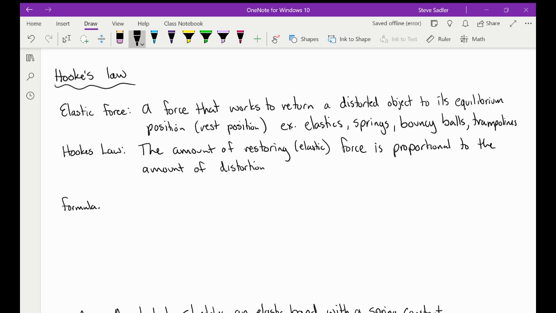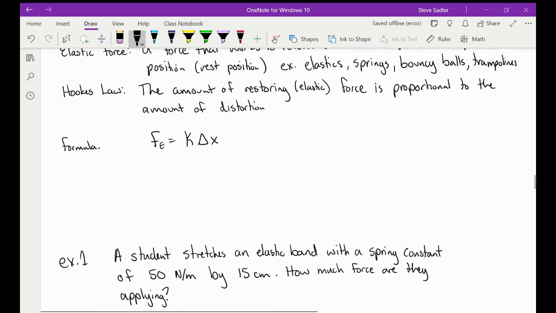So the amount of elastic force gets bigger as the amount of distortion gets bigger, the amount that you're changing it. And this works on a formula like this. Force elastic is equal to K delta X. So let's talk about this a little bit. This is elastic force, and that is measured in newtons.